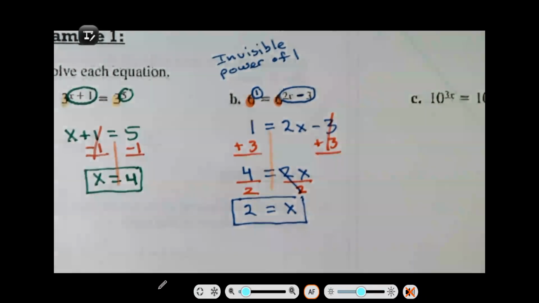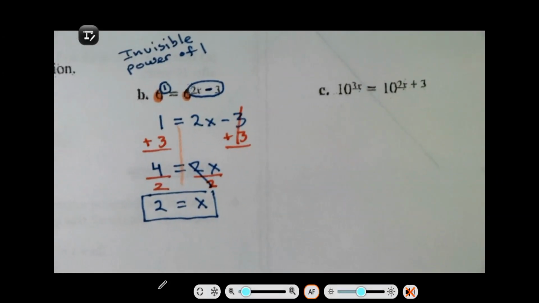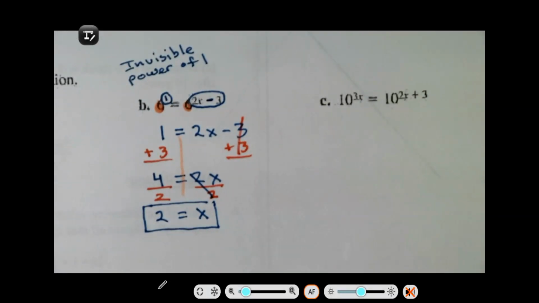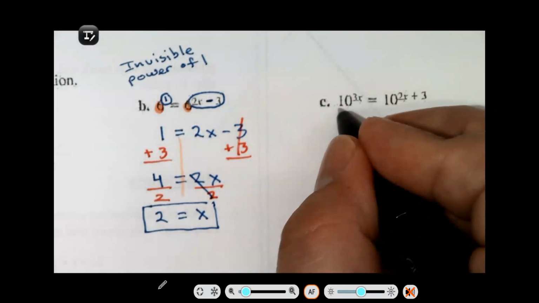All right, we have one more to try out here. See how this one goes. All right. It says a 10.